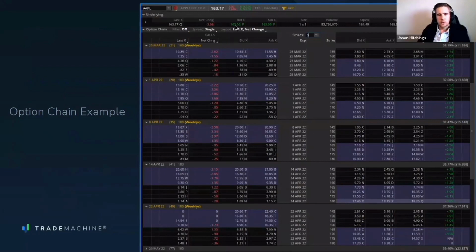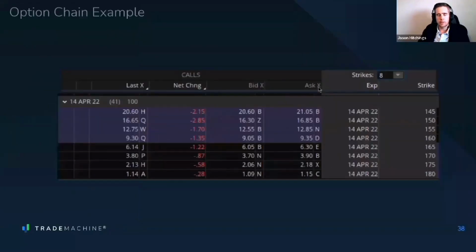how to read this. The call options are on the left. The put options are on the right. We'll talk about those later. These are the expirations, so this is the time you have to buy this thing. These are the strike prices, so this is the price that you're buying or selling at. Then I'm going to zoom in a little bit. Right now I'm just looking at one month's expiration, and we see this is for the 14th of April.